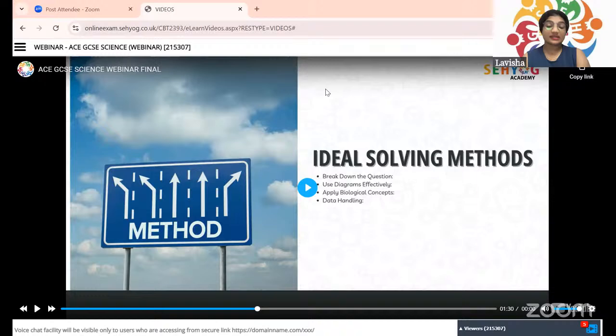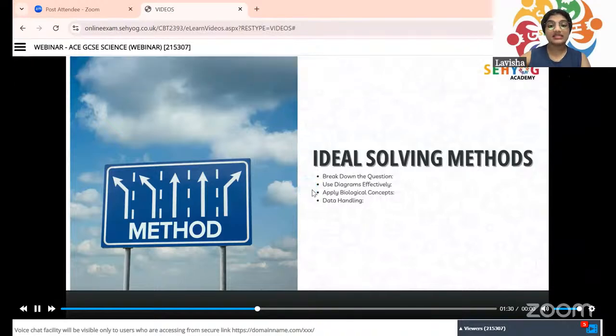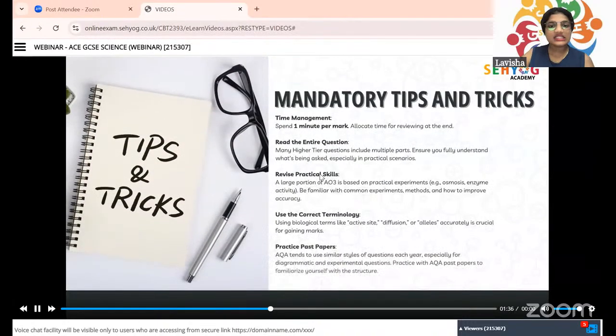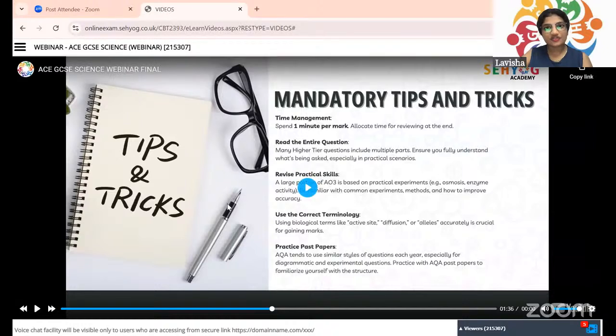All right, so it's important to break down the question to understand the chronology of the question, what exactly it is asking. So use a diagram very effectively wherever it is required, or a graphical representation, because data handling is also important in the AQR, as it's a practical based examination, where the 20 percent is all coming from the experimental method. Now, some important tips and tricks that you can follow is time management.